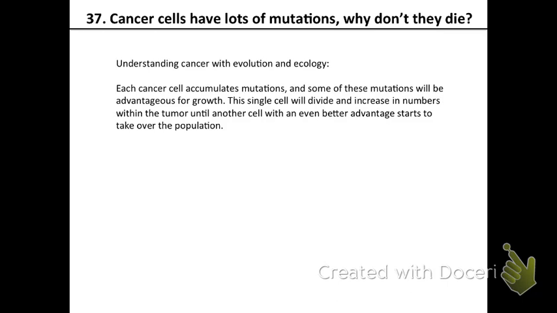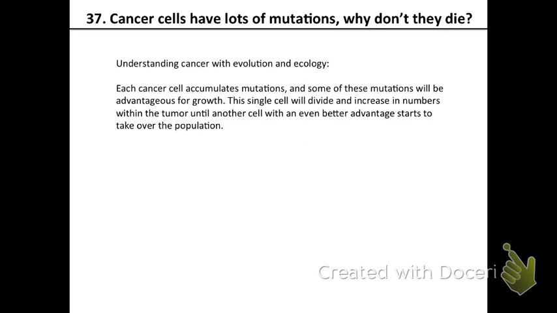And the way to understand that is, again, through evolution. Each cancer cell will accumulate mutations, and some of these mutations will be advantageous for growth, and some of them won't be, so those cells will die. If a cell has mutations that are very advantageous for its growth, it will divide and increase in numbers within the tumor. So the tumor is a population of cells. Then another cell with an even better advantage arises, increases in numbers, and takes over the population, and so on.